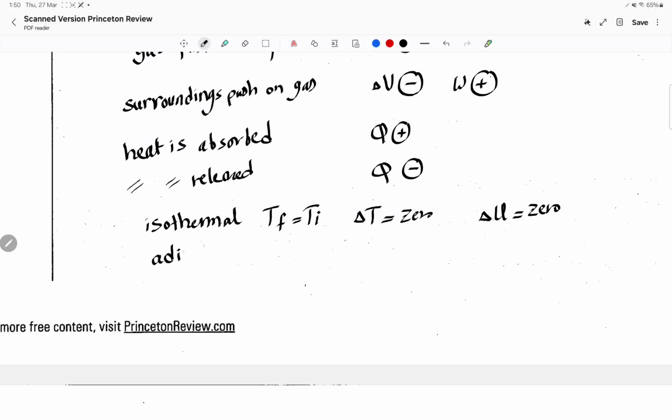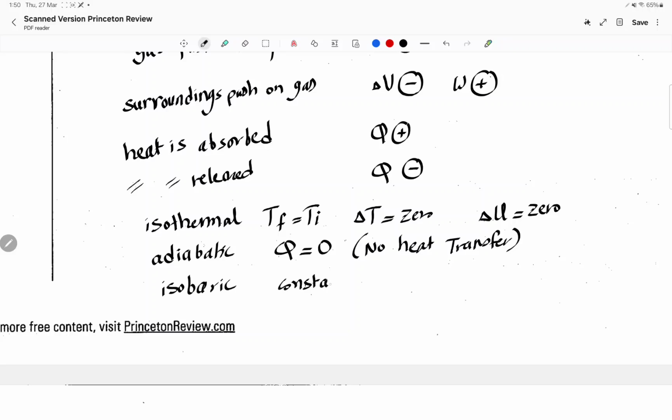If we have adiabatic, that means the Q is 0. That means that there is no heat transfer. If they say there is no heat transfer, that means the Q is 0. Okay. If you see the word isobaric, what does the word isobaric mean?